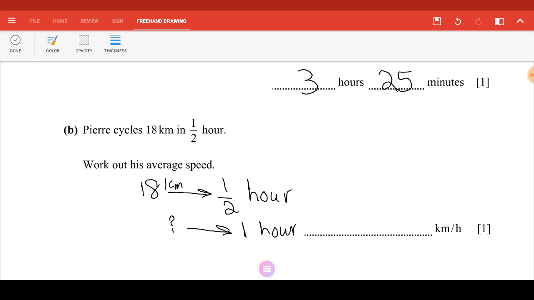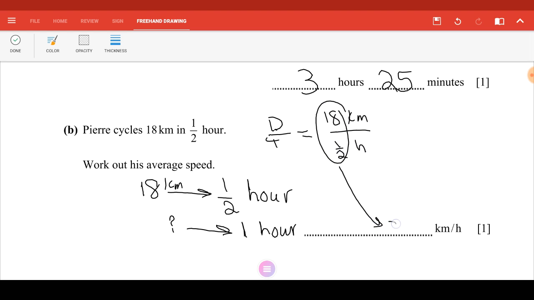You can divide the distance over time, 18 kilometers over half an hour, and the answer will be 36, or you can cross multiply: this is the distance in half an hour, what is the distance in 1 hour, and this is the speed. Okay, 36.